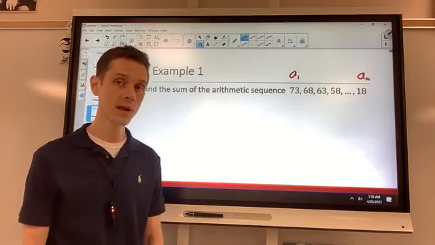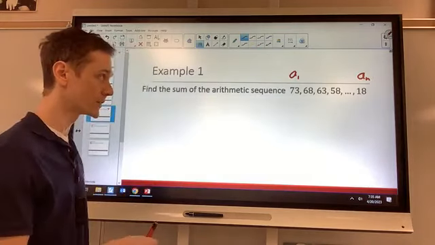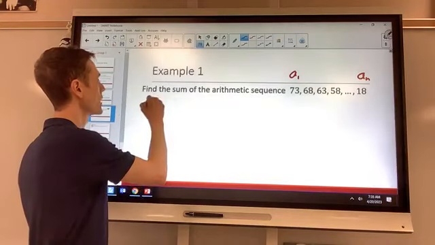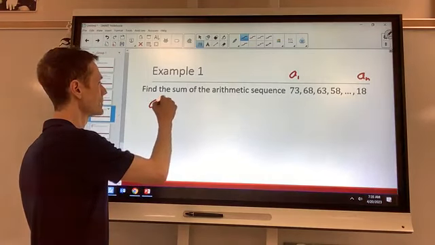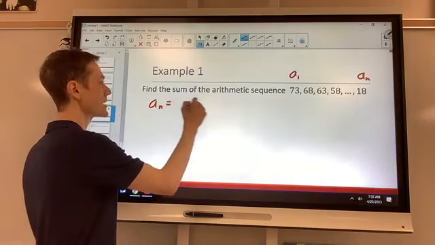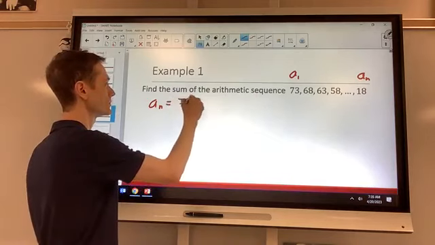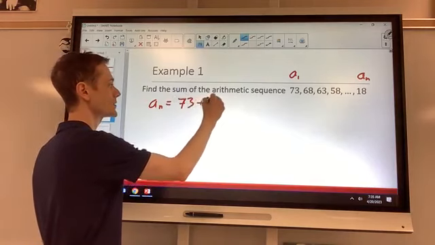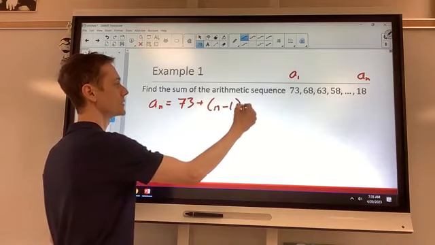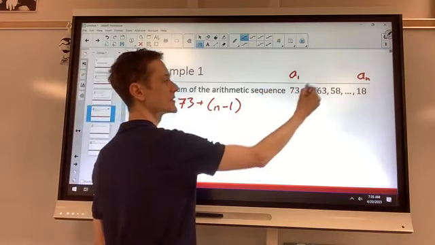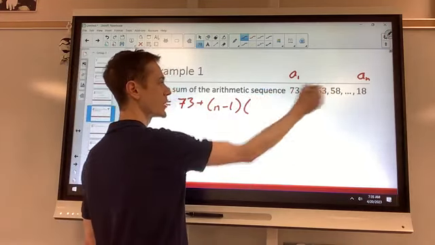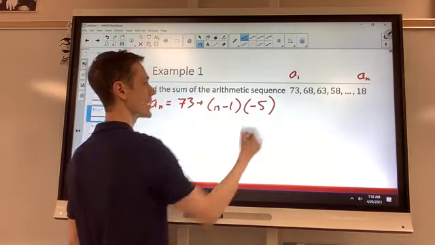So to do that, we're going to go back to the explicit rule from arithmetic sequences. So in this case, we have a sub n will equal a sub 1 plus n minus 1 times the difference. Now I can see that the difference on these is subtracting 5 every time. So my difference value is negative 5.